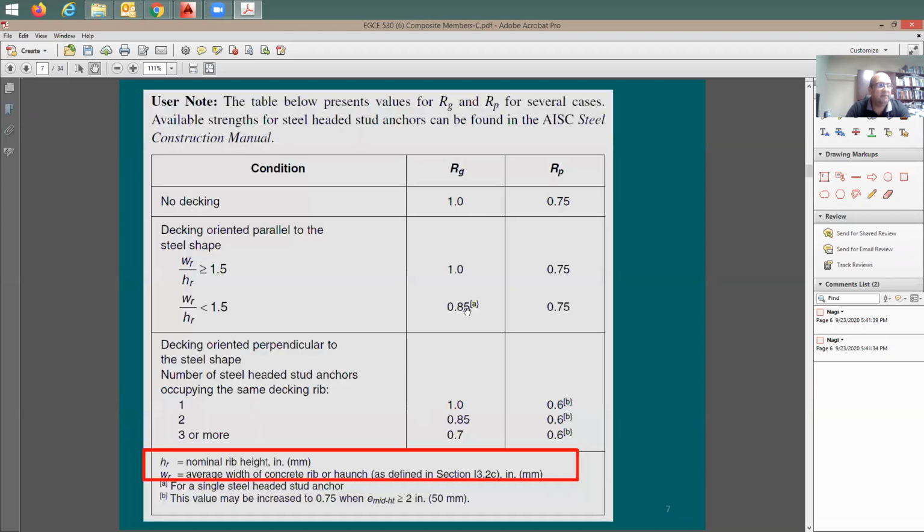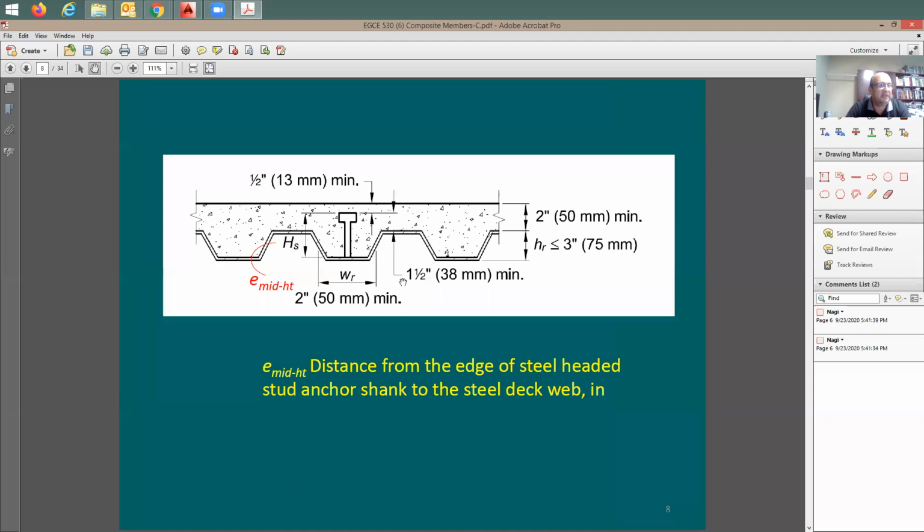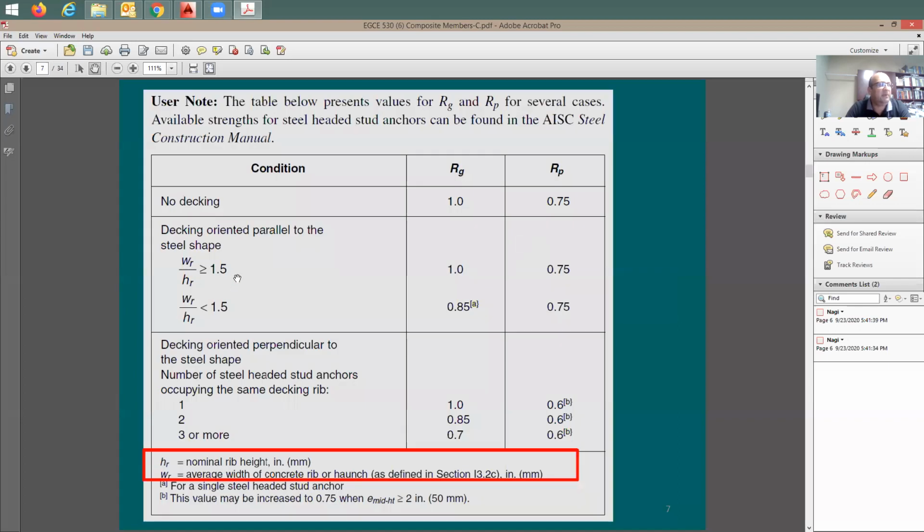We also went through this schedule, and we said if there is no deck at all, which means there is no metal deck, I'm going to have R sub G and R sub P equal to 1 and 0.75. In most cases, I'm going to have these two values here. Because most likely WR divided by HR, and just to clarify what WR and HR are in this sketch, here's WR and here's HR, which is the deck height, is going to be more than 1.5, which means most likely I'm going to go with this 2 if I have the deck oriented parallel. This is going to be the case for girders, and this is going to be the case if there's no metal deck.